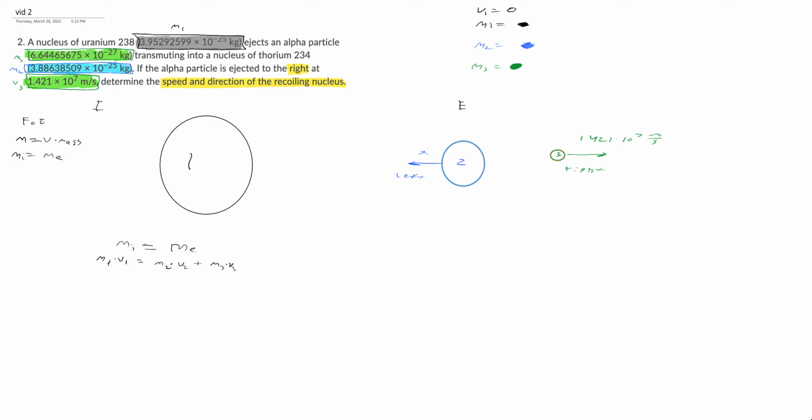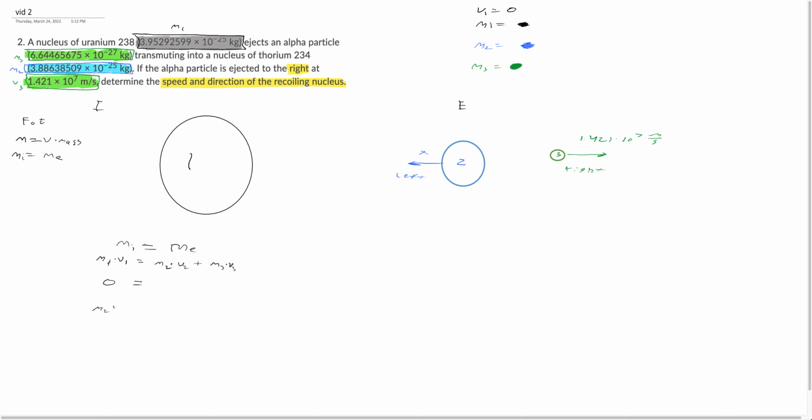So, if we know that any number times 0 is 0, we know that these two numbers, when added together, have to be 0. Well, that's pretty nice, because that means that mass 2 times the velocity of 2 is equal to negative mass 3 times velocity 3. And if we're solving for velocity 2, well, it's negative mass 3 times velocity 3 over mass 2. Scroll down just a little bit. Okay, well now we have our equation.